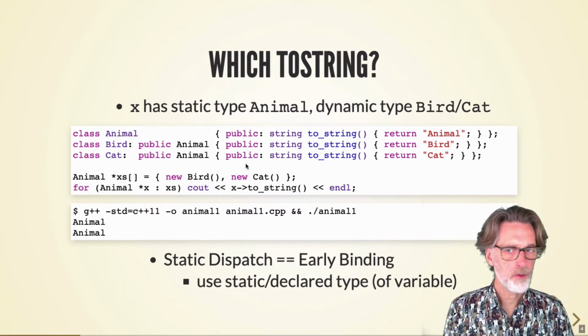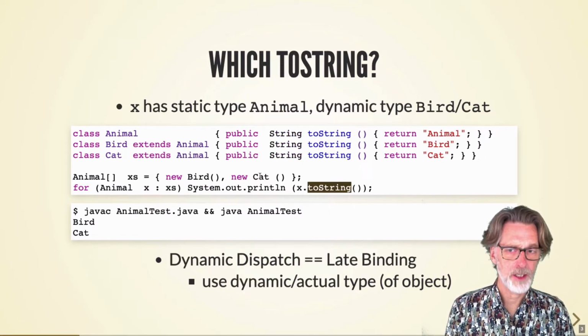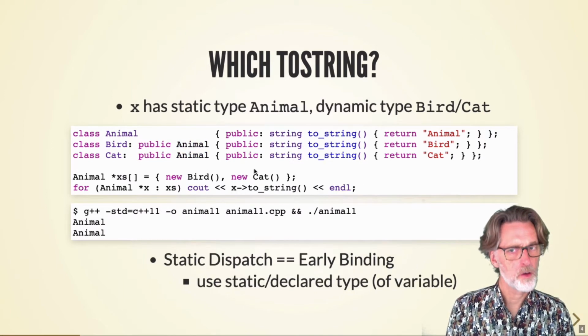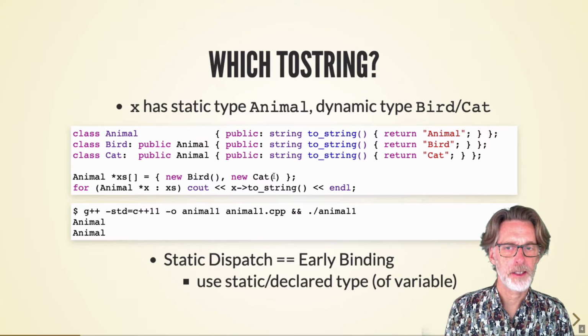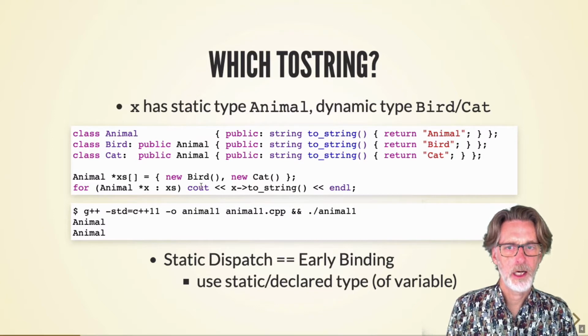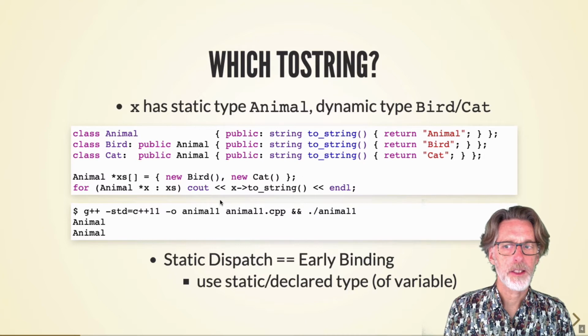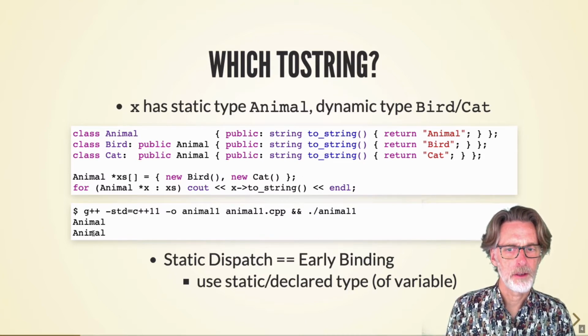Here's the same code written down. This is an array in C++ of a bird pointer and a cat pointer. Note in Java, we always have objects by pointer or by reference. So this is the corresponding code in C++. And I'm going through the array of references here and just outputting each one of them. What I get in C++ is not bird cat, but animal animal.